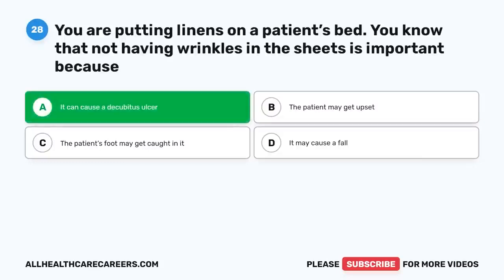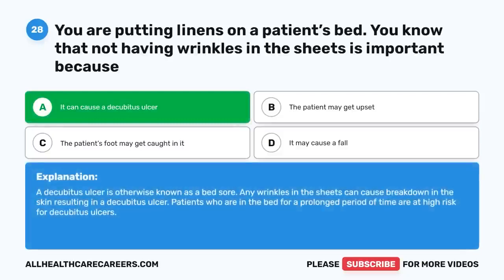It can cause a decubitus ulcer. A decubitus ulcer is otherwise known as a bed sore. Any wrinkles in the sheets can cause breakdown in the skin, resulting in a decubitus ulcer. Patients who are in the bed for a prolonged period of time are at high risk for decubitus ulcers.